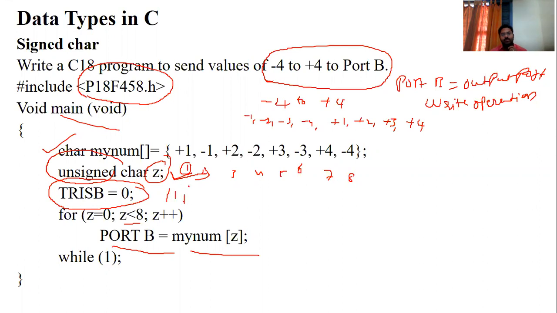So this port B is an output port. This is used to limit the value of the z. How many values are we using for the z? Only 8 values. Otherwise, suppose we are using 9, then it may show null values. Okay.